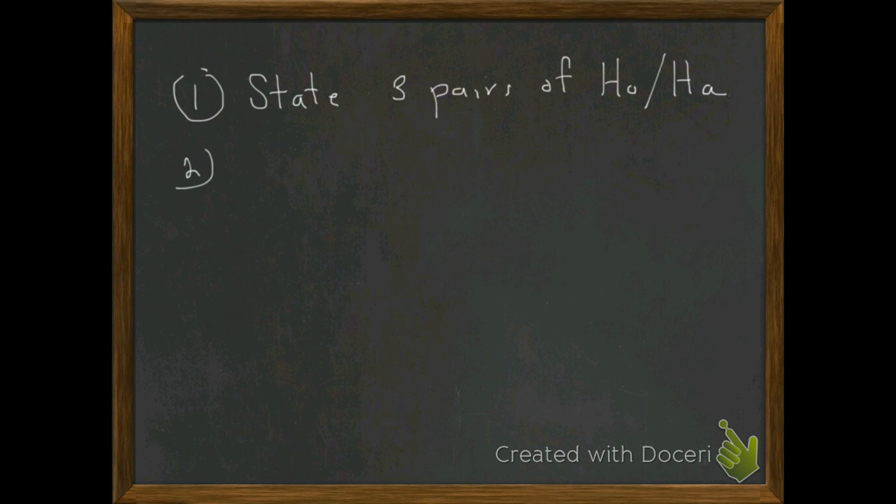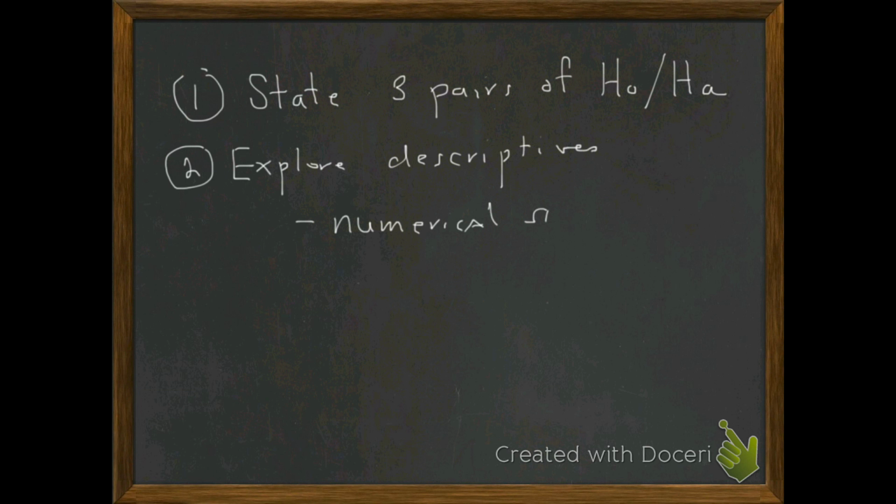So the steps we're going to do, the first step you'll always want to do in a two-way ANOVA is state the three pairs of H sub O, H sub A. The second thing I always want to do is explore the descriptive statistics. And what we'll want to do here is look at some basic numerical summaries, and I want to look at some graphs.